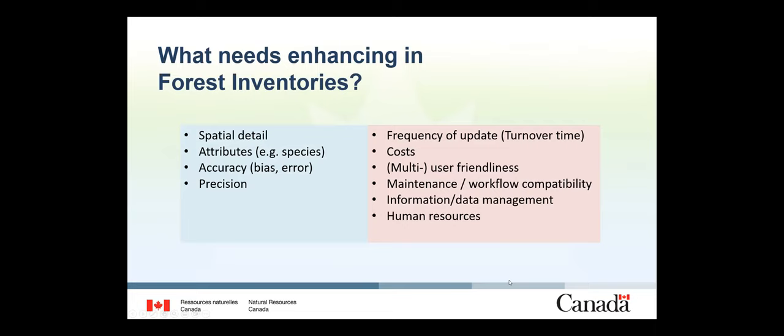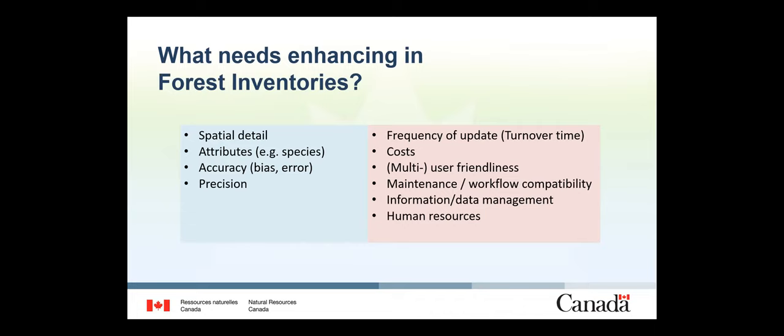So what needs enhancing in a forest inventory? Obviously we always want more detail, more spatial detail. You can imagine that this is essential for the forest value chain and operational planning, like where to build roads. I know that when I get more detail in between topographic lines, it tells me whether it's a cliff or a steep slope. It's very useful.